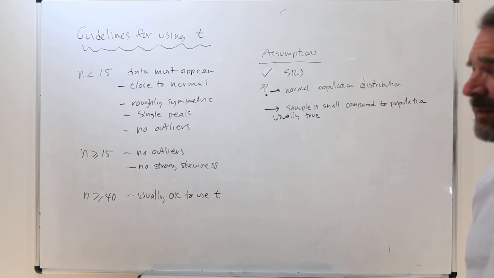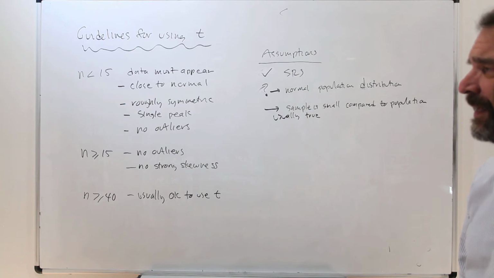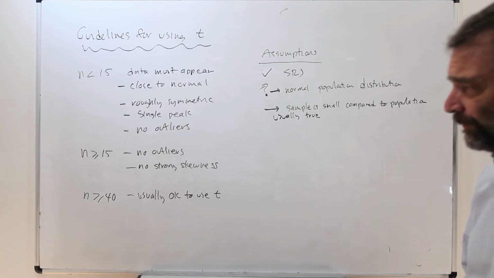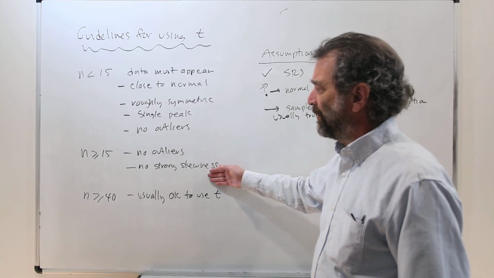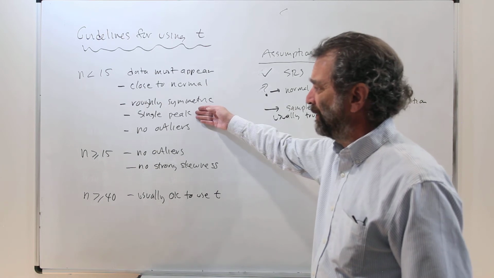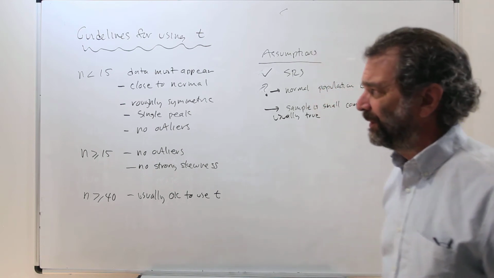If you don't see clear evidence of outliers, or clear evidence of two peaks, or clear evidence of skewness, then you're allowed to use the t-distribution with sample size less than 15, even as low as 9, like we did with those increases in test scores. If n is bigger than or equal to 15, we're not as worried. No outliers, no strong skewness. So it doesn't have to be completely symmetric, doesn't have to have a single peak. No outliers though, and no strong skewness. So it can be slight skewness.